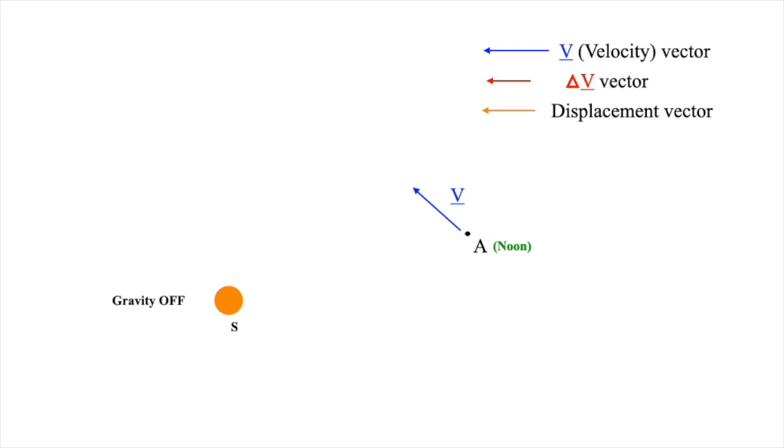Going forward, all velocity vectors indicating direction of the planet's motion will be blue. Delta velocity vectors, or delta v vectors, caused by the force of gravity, will be red. Displacement vectors denoting the change in a planet's position will be orange. An underscored v refers to the actual vector having both magnitude and direction. A v that is not underscored refers only to the absolute value, or magnitude of the vector.